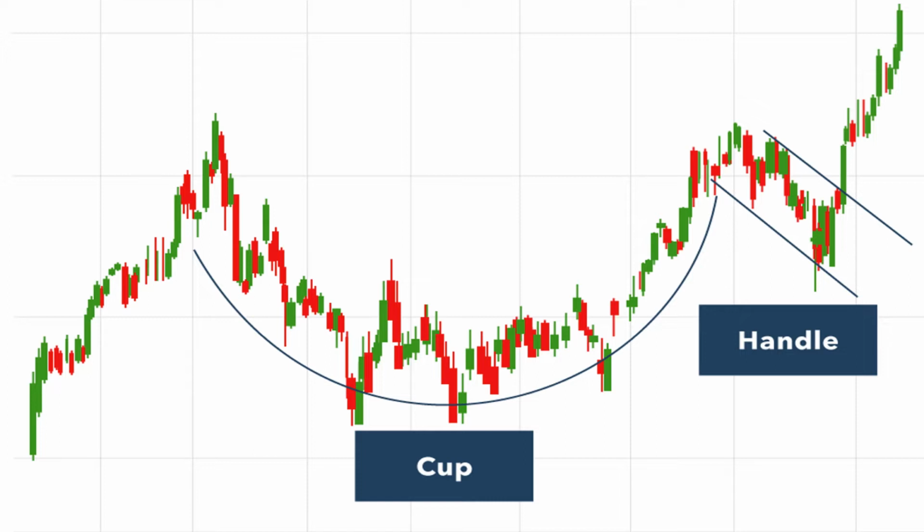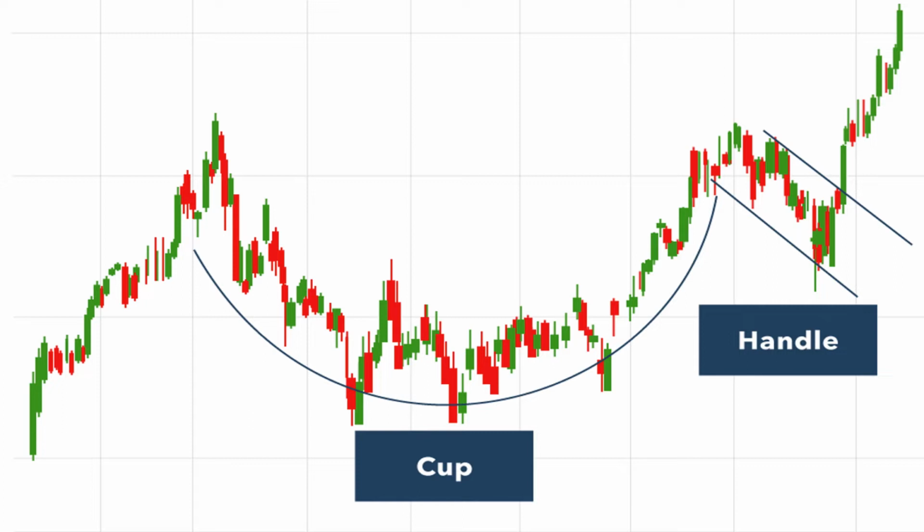The handle is the final pullback before the big breakout. The smaller the handle, the more bullish the cup and handle pattern is. The handle needs to be smaller than the cup. The handle should not drop into the lower half of the cup, and ideally it should stay in the upper third.